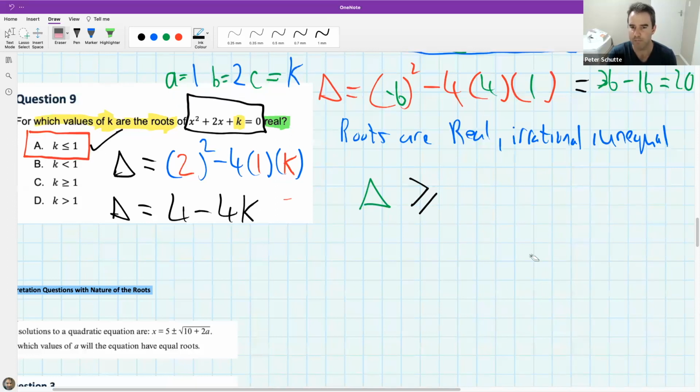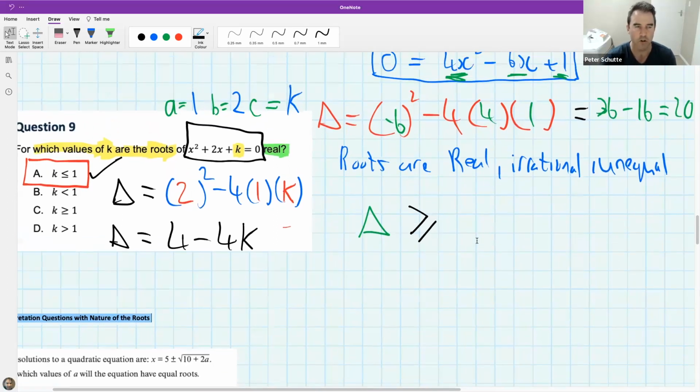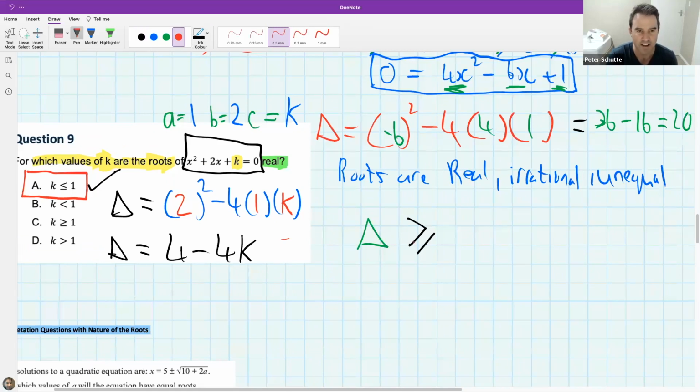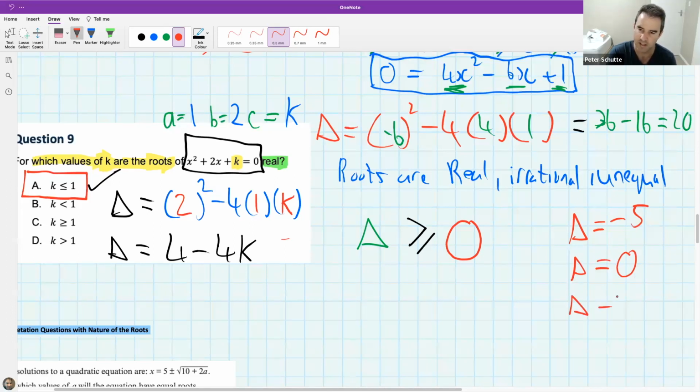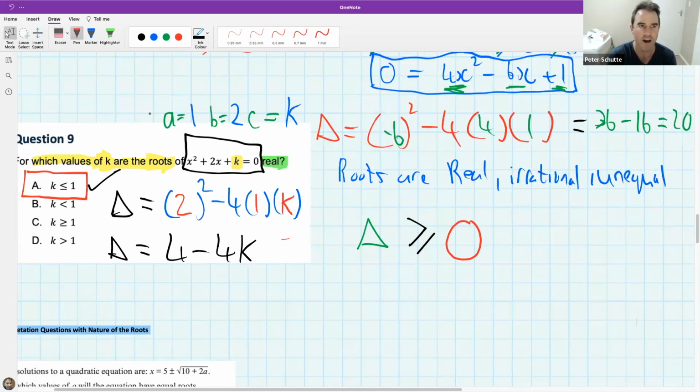So let me quickly go through it. The most important point is, do you agree that if delta is greater than or equal to 0, the roots are real? Like earlier in the lesson, if delta was -5, the roots are non-real. If delta was 0, the roots are real and they're identical. If delta was 27, they would be irrational, but also real, right? So we're really focusing on the real part. Are you happy that delta being greater than or equal to 0 means the roots are real?